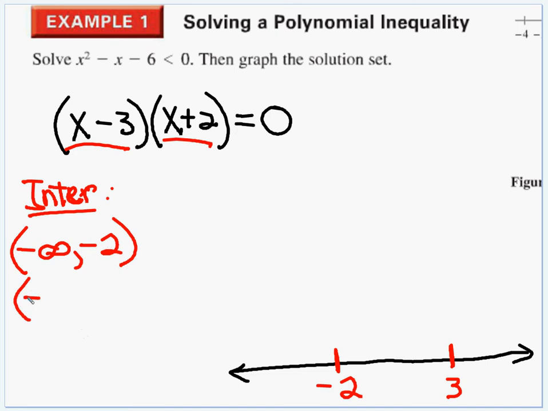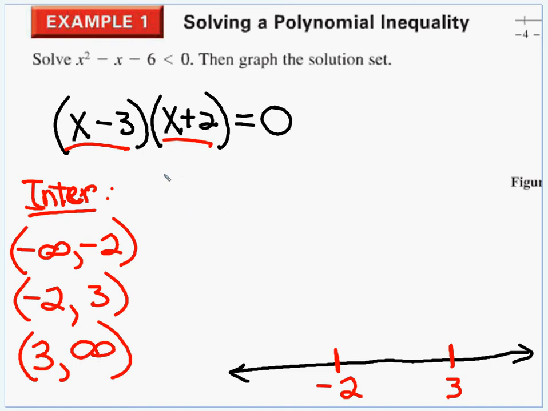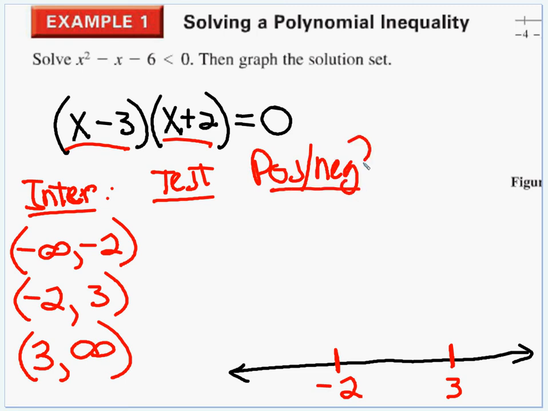The next interval picks up where the last one left off at negative 2, and this one will go to the next key number at 3. Now we're out of those key numbers, so our last interval will go from 3 all the way to infinity. So we've got our intervals. We are going to pick a test number or a test value from each interval, and then we're going to put it in here to see if our answer comes out to be positive or negative. So I'll write here positive, negative, question mark, and then we will come up with our conclusion.